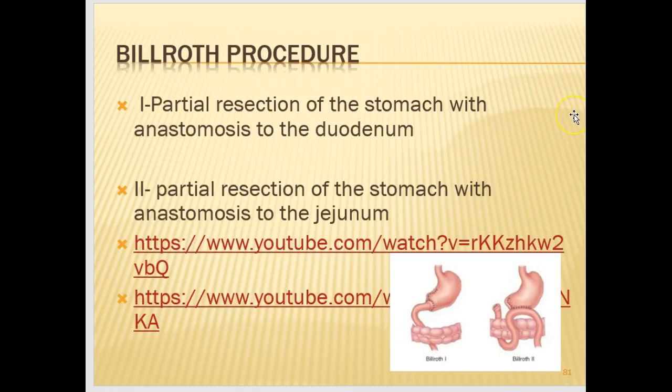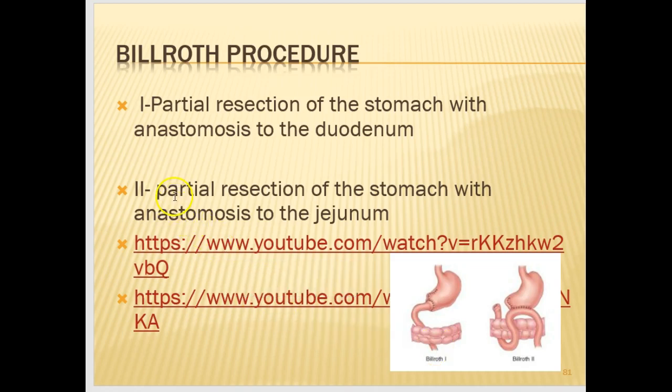Now, here's our Billroth. So you have a partial resection of the stomach with anastomosis. I do have some videos to show you how they cut from one area to the other, but just know the difference, okay? So it's partial resection of the stomach with anastomosis to the duodenum. That's this one, partial resection going to the duodenum.